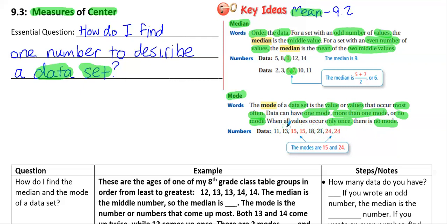11 occurs once, 13 occurs once, 15 occurs twice, 18 occurs once, 21 occurs once, 24 occurs twice. 15 and 24 occur the most often. And this is kind of confusing.